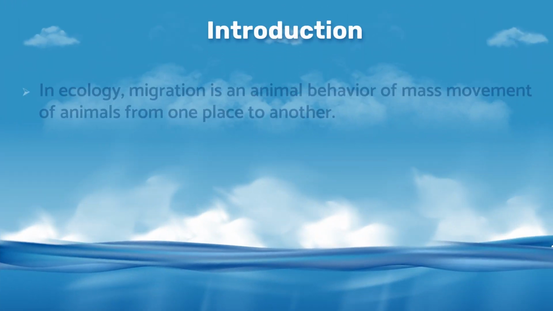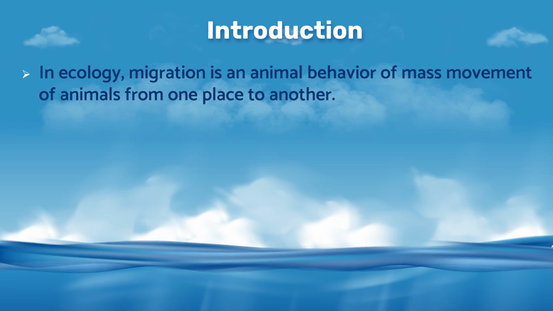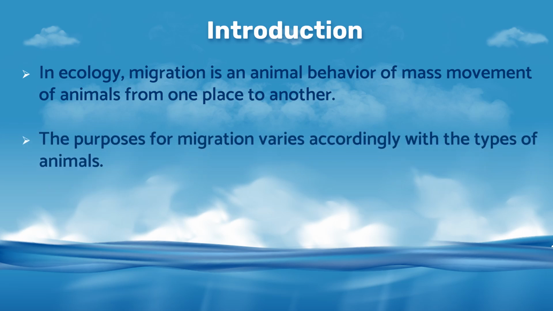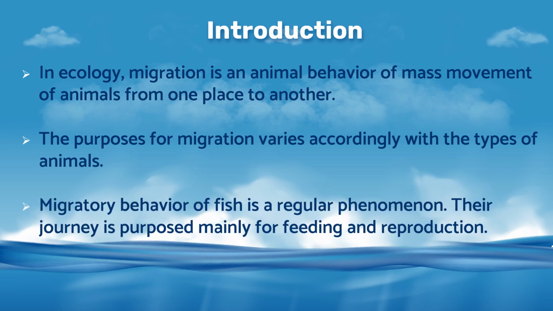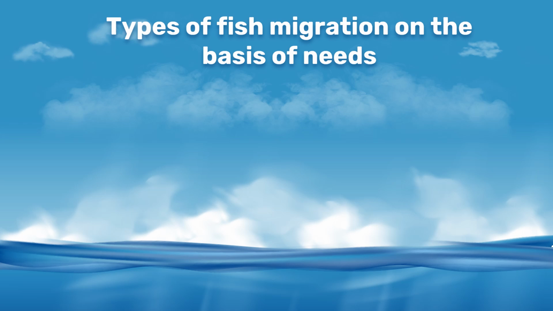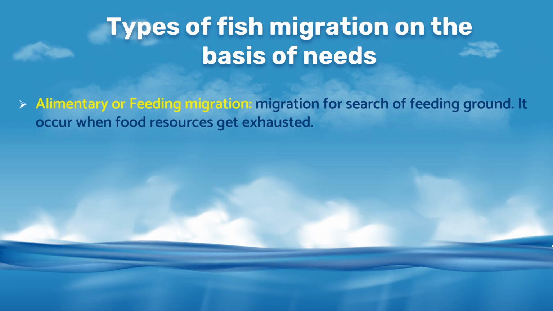So what is migration? In ecology, migration is an animal behavior of mass movement of animals from one place to another. The purpose for migration varies accordingly with the types of animals. Migratory behavior of fish is a regular phenomenon. Their journey is purposed mainly for feeding and breeding. So let's see what are the different types of migration on the basis of needs.